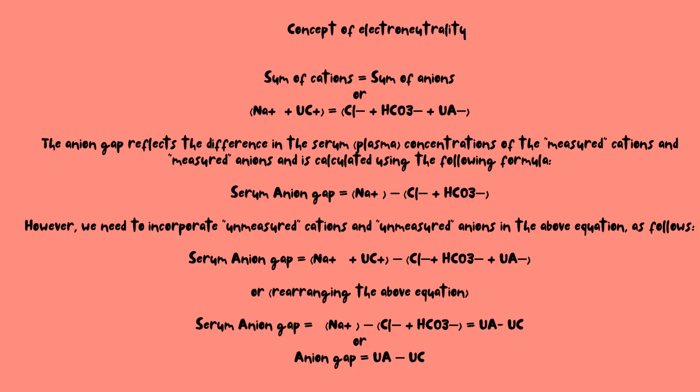So keep in mind that when it's the measured ions, it's sodium minus chloride plus bicarbonate, and when you use the unmeasured ions, it's unmeasured anions minus unmeasured cations. Remember, when it's unmeasured, it's the anions that come first. Unmeasured anions minus unmeasured cations. How do we reach that formula? I've shown it step by step.